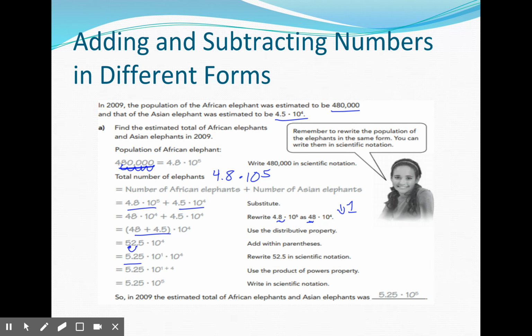times 10 to the first times 10 to the fourth, which again simplifies all the way down to 5.25 times 10 to the fifth. So just start out these problems by turning anything in standard form into scientific notation, and then go back and do what we did in the last lesson.